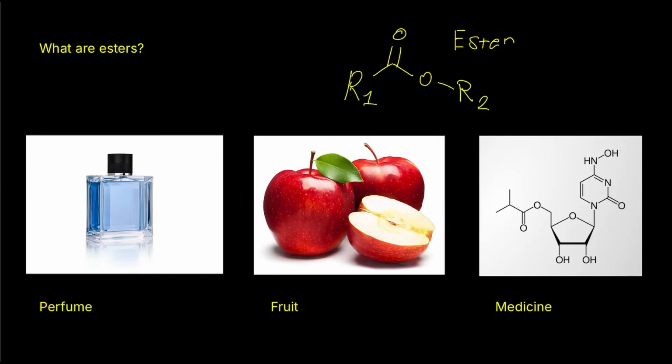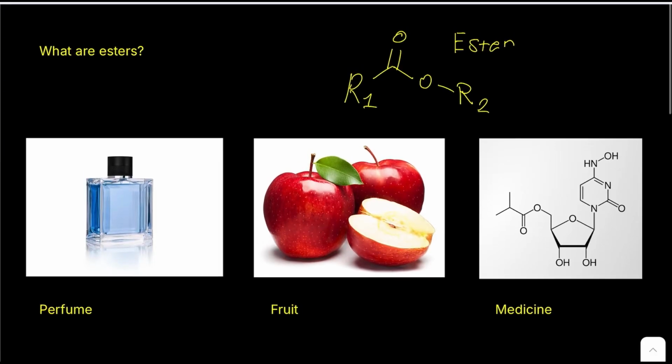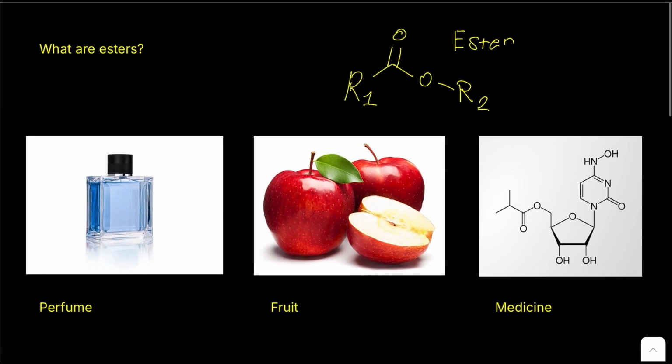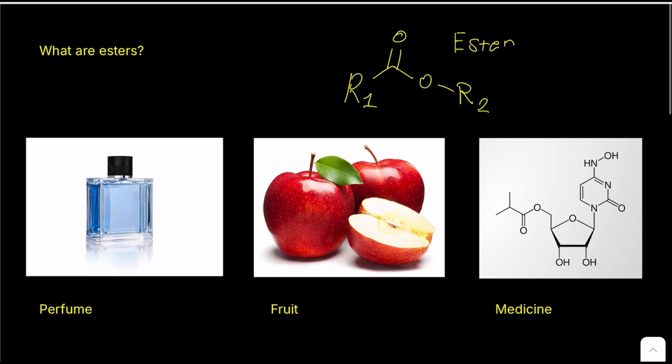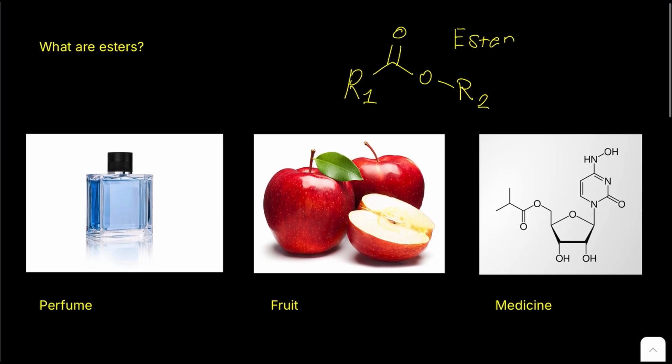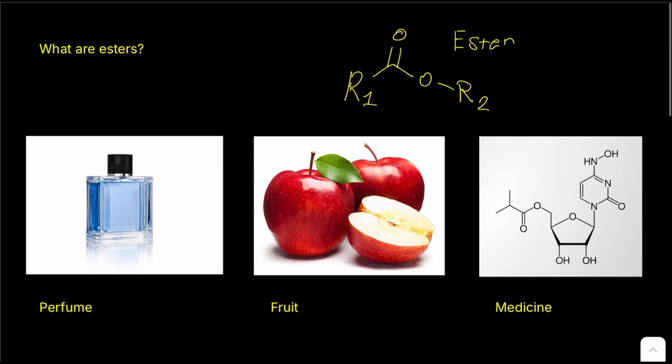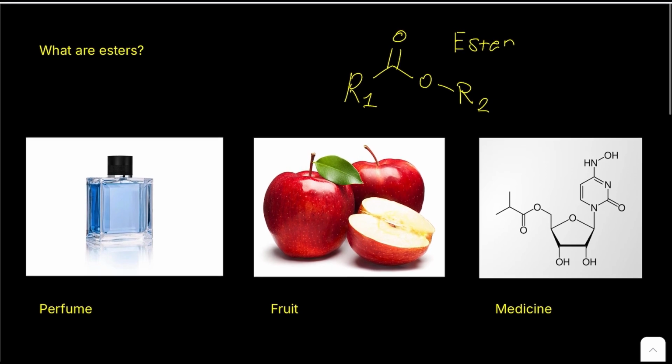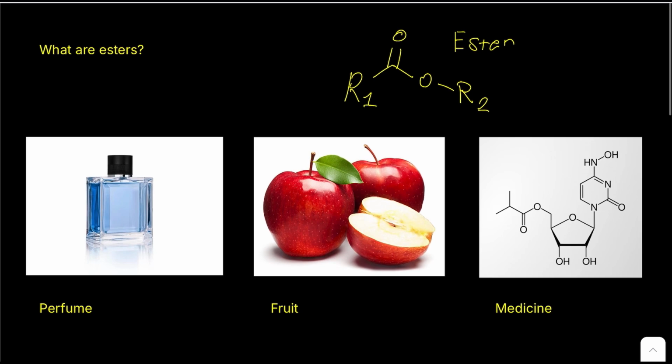Okay, so let's start off with a simple question. What actually are esters, right? Esters are compounds with a distinct aroma that are derived from a reaction between carboxylic acids and alcohols. Esters can be found in nature, for example, in fruit and flowers. Esters are responsible for the fruity and sweet smell we notice when we smell fresh fruit.